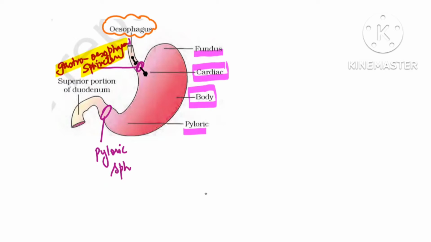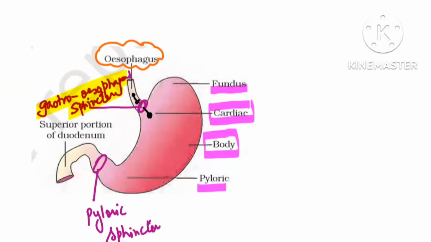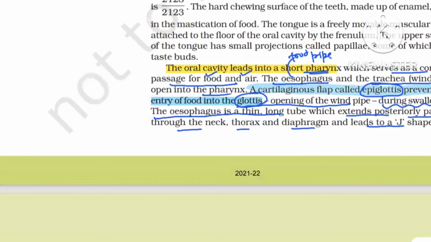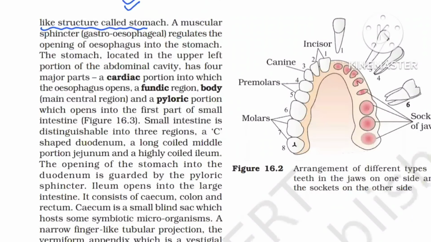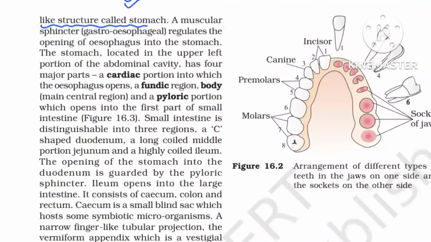Pyloric sphincter is present. So at the starting of the stomach, one sphincter is present, and at the end of the stomach also a sphincter is present. Clear, beta? Let us see the NCERT carefully. Now see here. A muscular sphincter. Which muscle, beta? Circular muscles. You have to remember which muscle? Circular muscles.